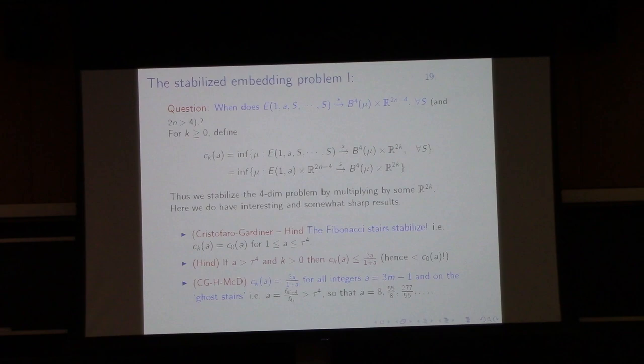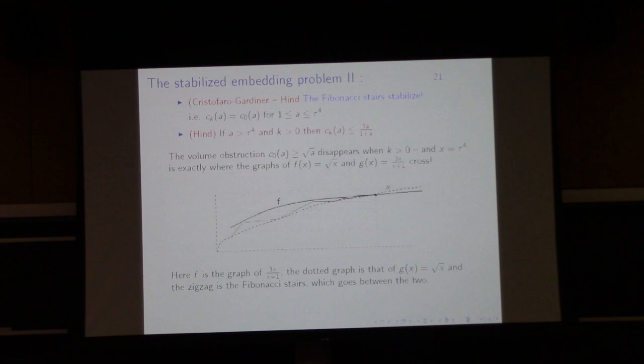But just to give you a picture, since I've got to stop: here is the volume obstruction, this dotted line. Here, this curve is the curve 3a over 1 plus a. And the Fibonacci stairs sort of ping pong between this line and the curve. All the peaks of the Fibonacci stairs lie on that line. So it goes up, along, up, along, up, along, and they cross precisely at 2 to the 4. And then the volume obstruction gets too big, so it's irrelevant, because we stabilized the problem, it's irrelevant.